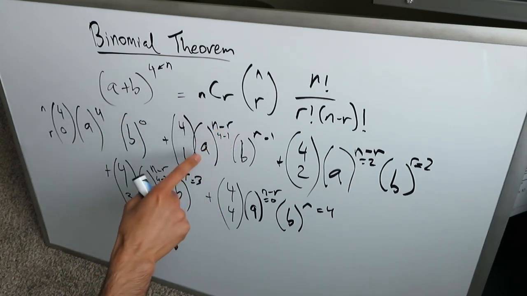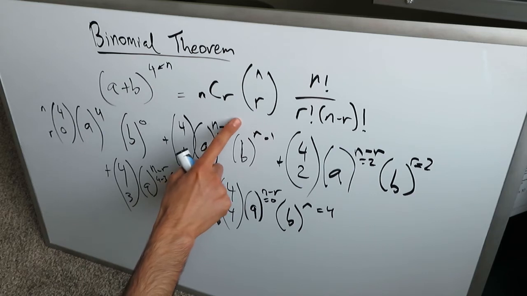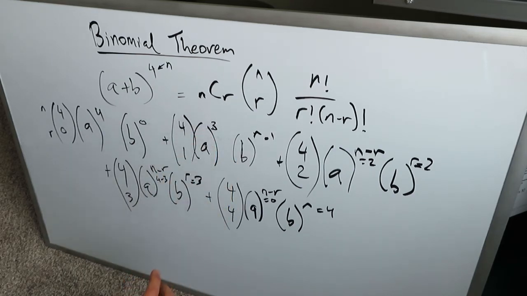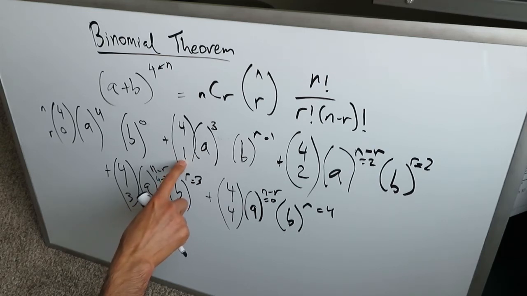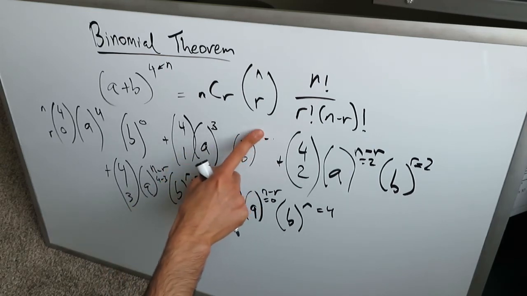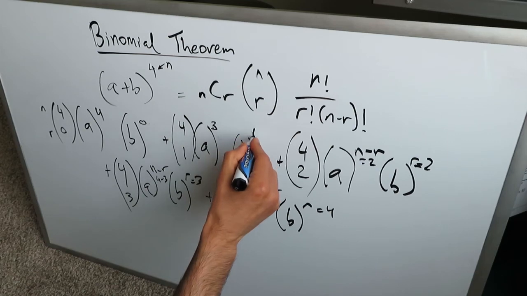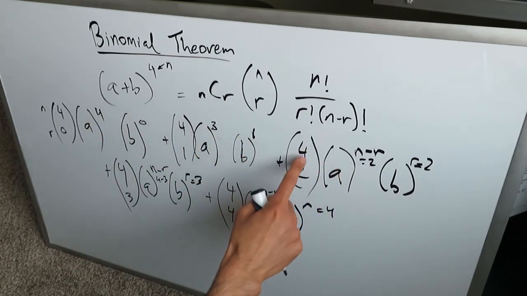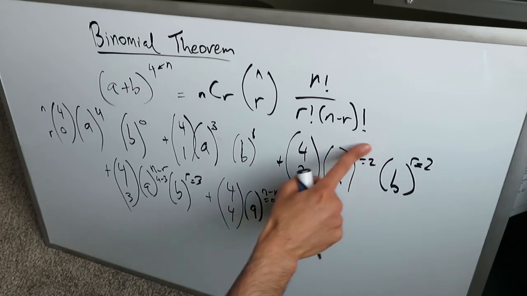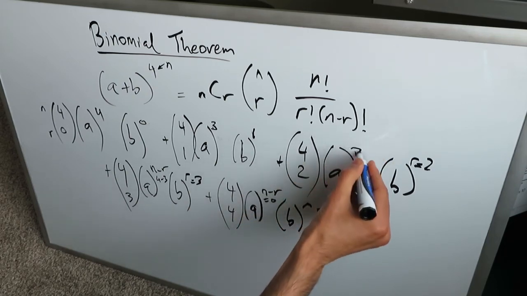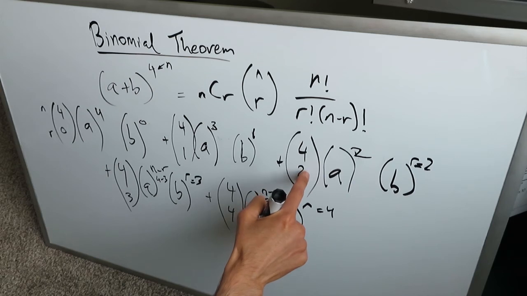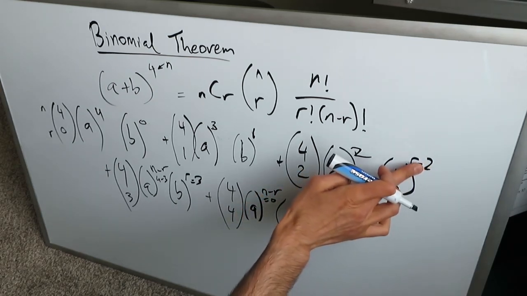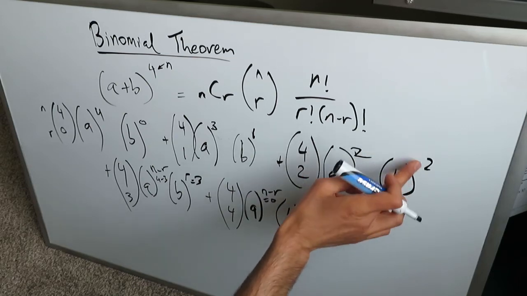n minus r here for the second term was a 4 minus 1, which is a 3. So the exponent for a became a 3. b here had the exponent of this r value, which is 1. Let's just write that 1. And you'll see this trend coming across. Here exponent of a is a 4 minus 2, n minus r, which is a 2. Let's put this 2 over here. The exponent of b is always the r value. Here it's a 2. Let's eliminate this r over here so it's nice and clean. b to the power of 2.